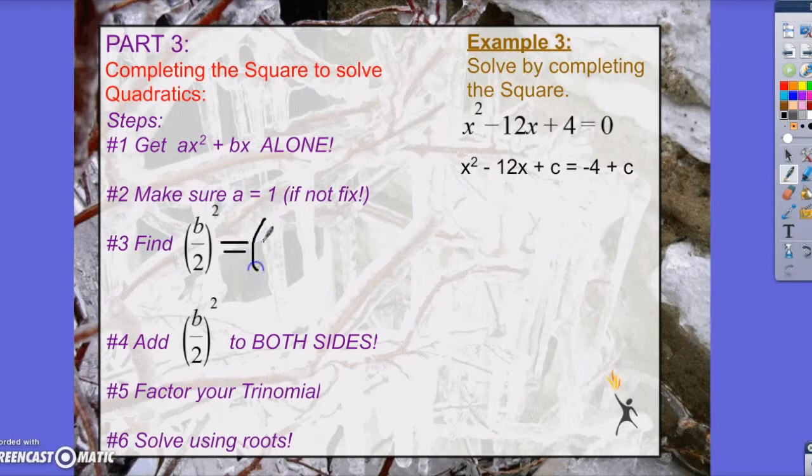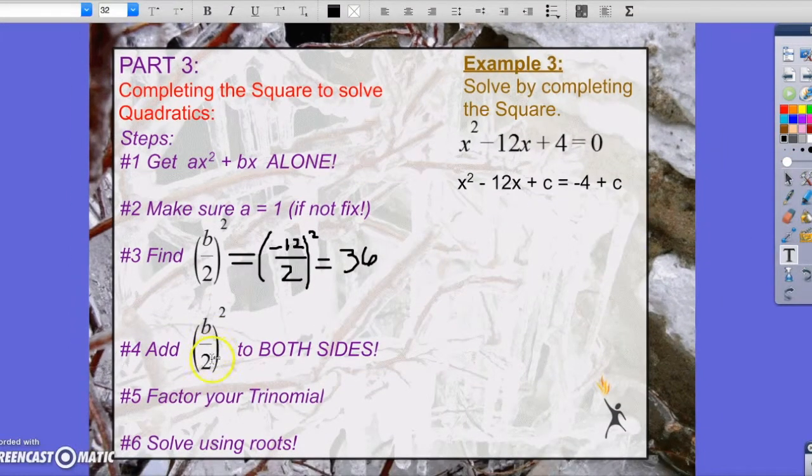All right, so let's see what this is. B is -12. So -12 divided by 2 is -6. -6 squared is positive 36. All right. And you see it even says here we're going to add b divided by 2 squared to both sides. So I like adding the little c, because then I know wherever I see a c, I replace it with 36. Don't forget both sides, that's very important.